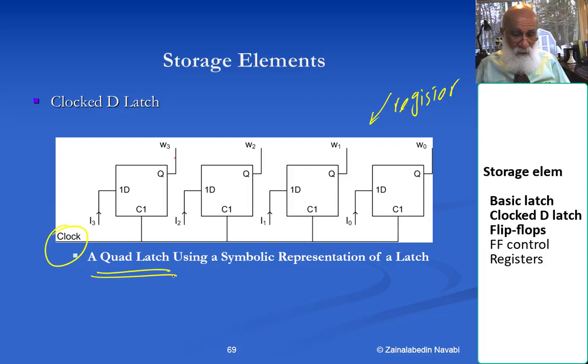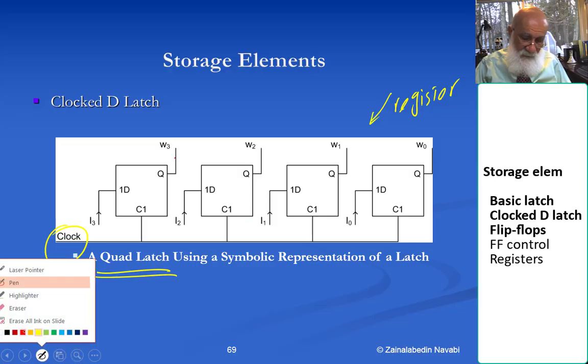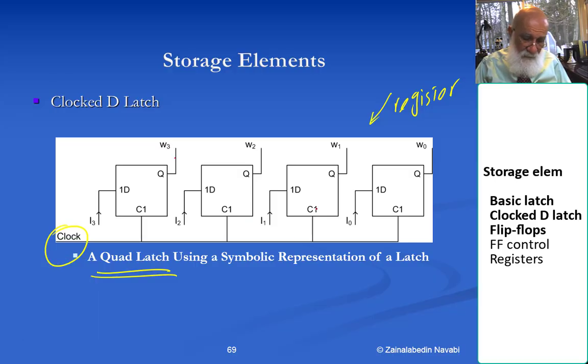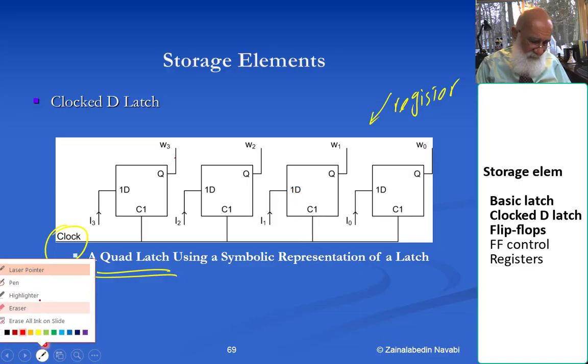And instead of drawing all the details inside the latch, I'm going to reuse this representation. This representation says that at the time of the clock, C1, look at this one over here. At the time of the clock, when C is 1, then the D input is accepted. And the way we look at that is the following.